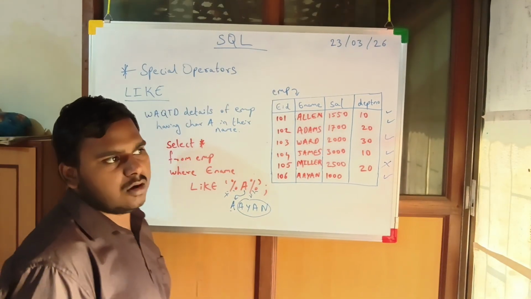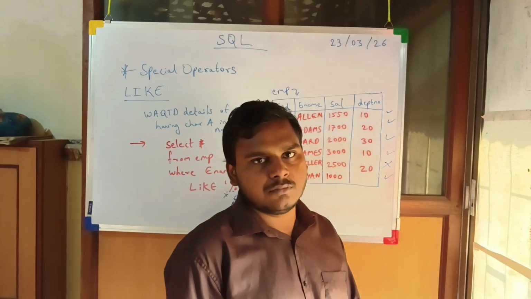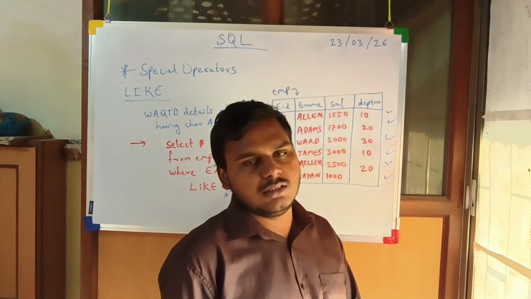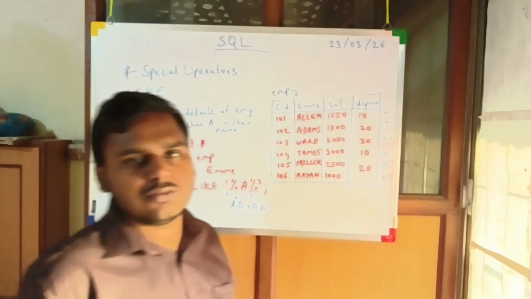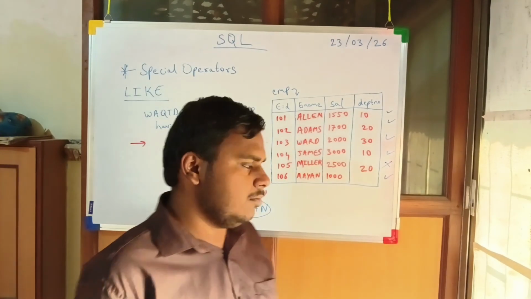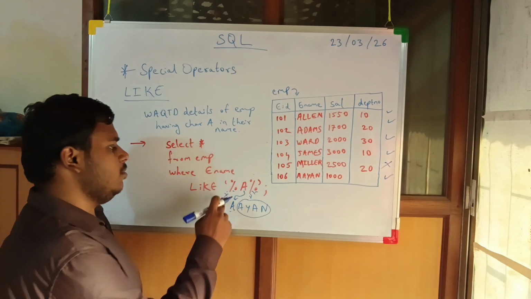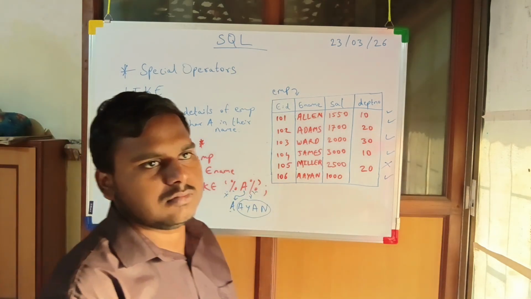The role of percentage is what? It can accept n number of characters. It can stay single, which means it can accept no characters also, meaning nothing, empty. And it can be used n number of times, continuously.